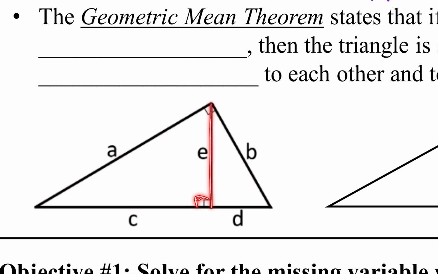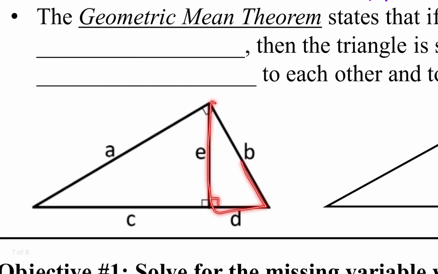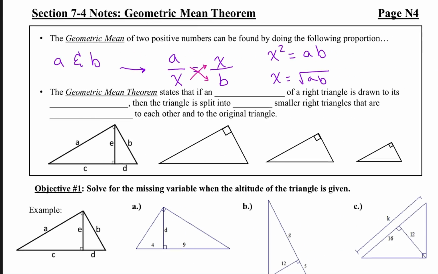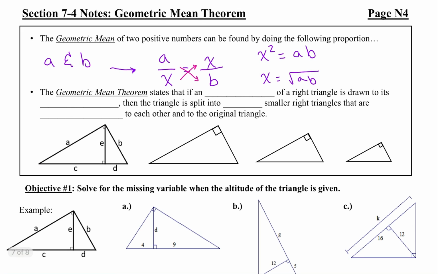And they drew an altitude straight down here. And what that did is it created another right triangle on the left side here and another right triangle on the right side here. And so what the geometric mean theorem states is that if an altitude of a right triangle is drawn to its hypotenuse, that being that long side, then the triangle is split into two smaller right triangles that are going to be similar to each other and to the original triangle.